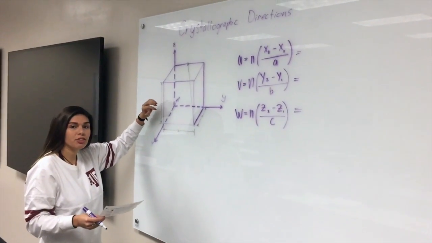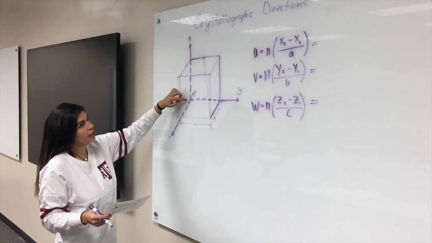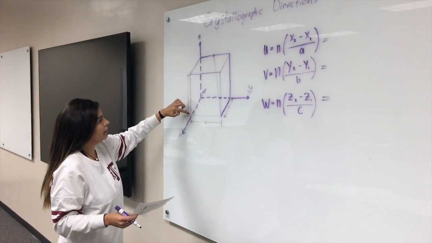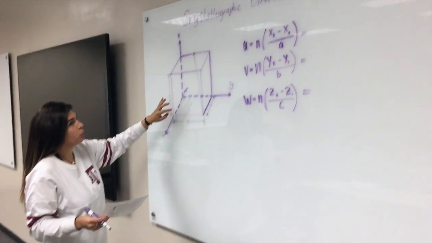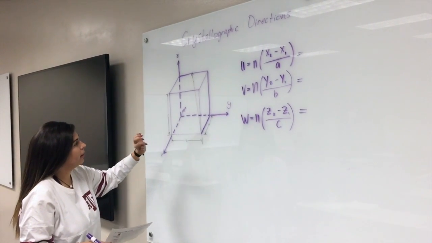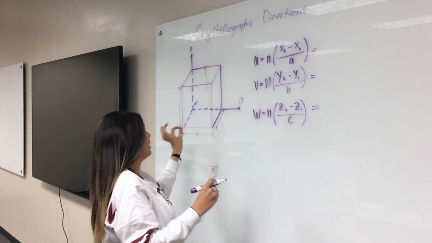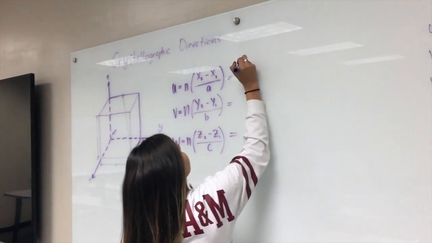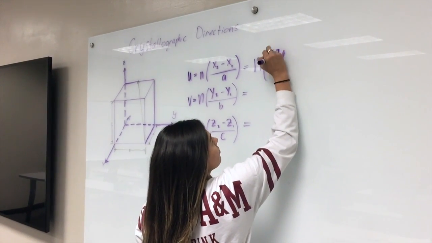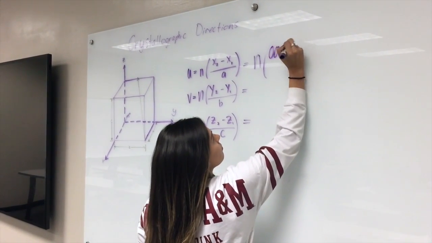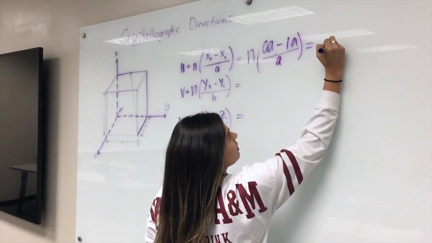To start off with, we have to look at our x direction. As you can see, our x direction is starting off at 1 and ending up at 1/2. So our x2 would be 0a, and then our x1 would be negative 1a. So in here, we plug it into the formula, which gives us negative n.